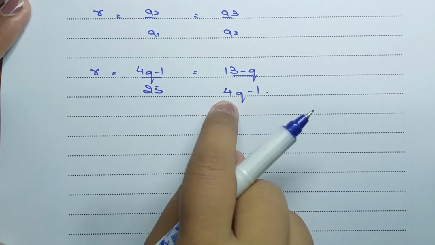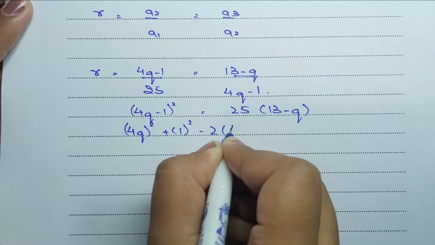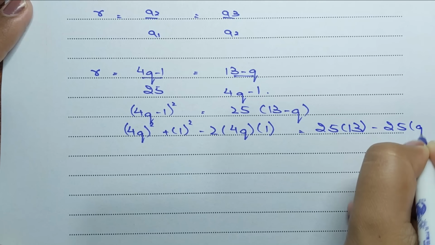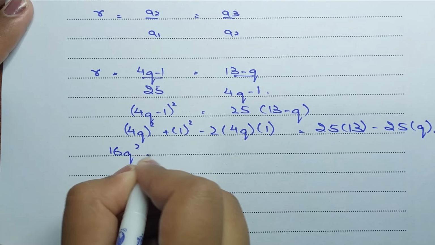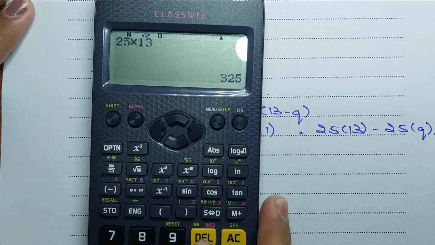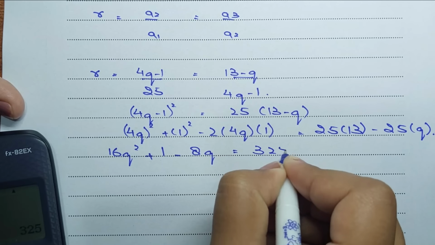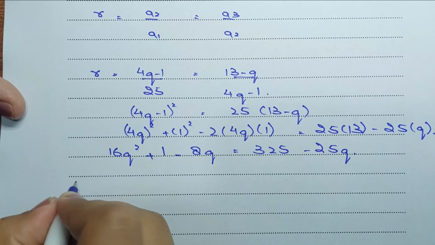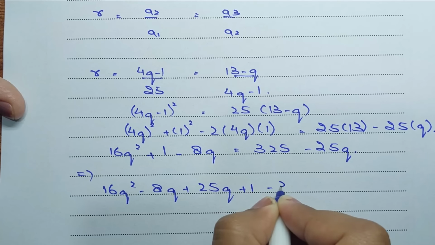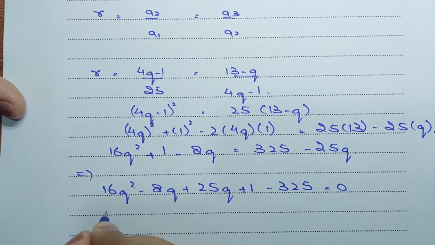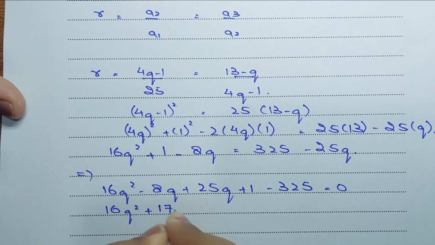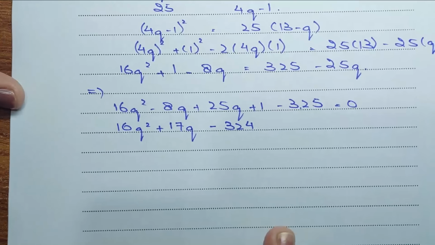So open this square. 4q squared, plus 1 squared, minus 2 times 4q times 1. This is 25 times 13 and 25 times q, right? 4 times 4 is 16q squared plus 1 minus 8q. 25 times 13 is how much? 325. 325 minus 25q. Combining all the terms, which is 16q squared minus 8q plus 25q plus 1 minus 325, this is equal to 0. So 16q squared, 25 minus 8 is plus 17q, and 1 minus 325, take away, is minus 324. This is equal to 0.